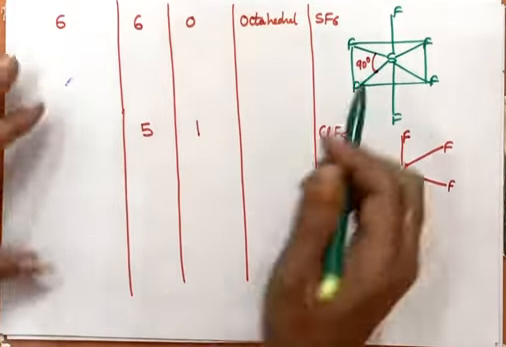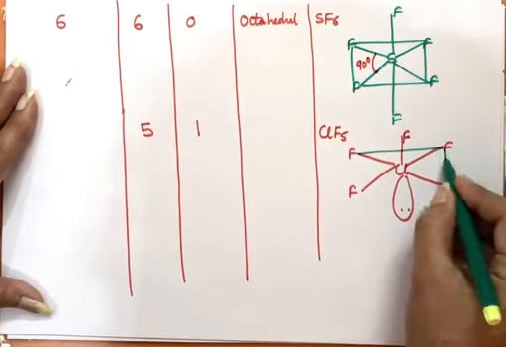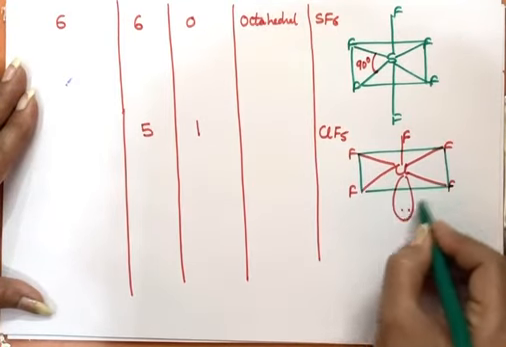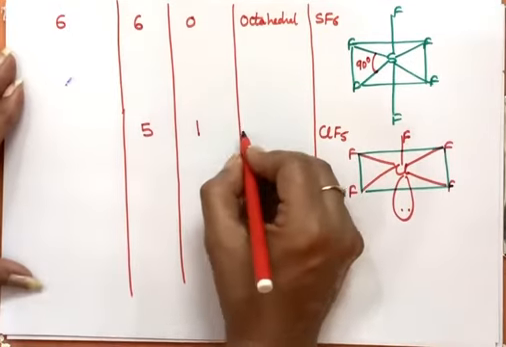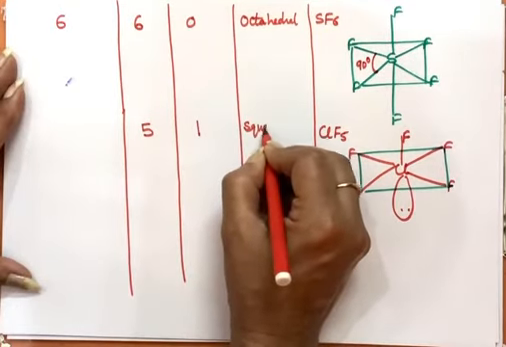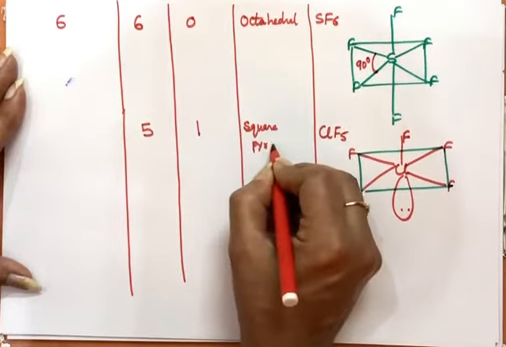So from this shape there will be a little distortion now because of the lone pair. The name of this geometry is square pyramidal geometry. This is called square pyramidal geometry.